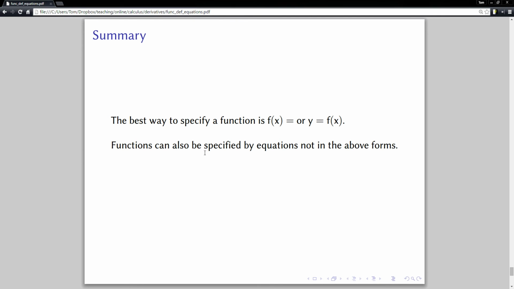Functions, though, can also be specified by equations, not in the above forms. Sometimes we'll just need to do that for various reasons. So functions can also be specified by equations that aren't f of x equals or y equals f of x. And the final thing is that if I pick some random equation, sometimes that equation will define y as a function of x, and sometimes it will not. So you have to be a little bit careful about that. There's always the question: does this define y as a function of x or not?